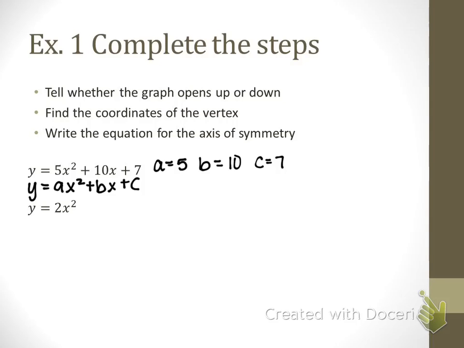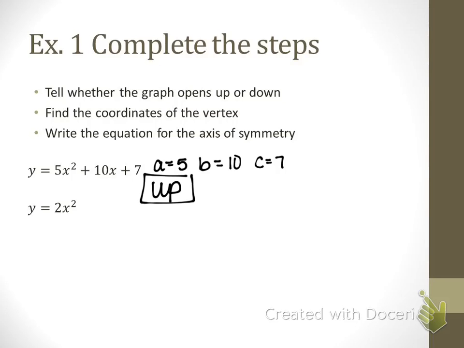That way I know, okay, if A is positive, my graph opens up. If A is negative, my graph opens down. So I look at what A is. A is a positive 5. So I know that my graph is going to open up. So I'm going to write underneath this, up. All right, first step complete.